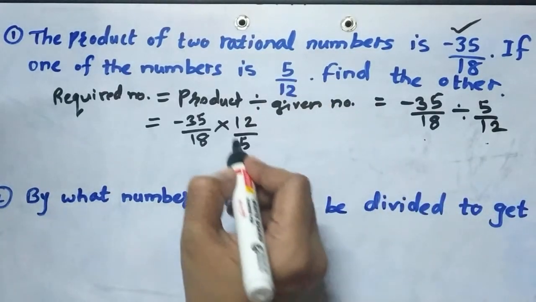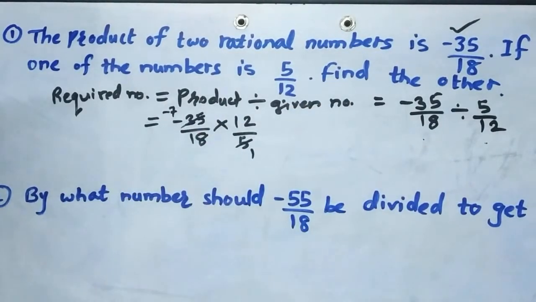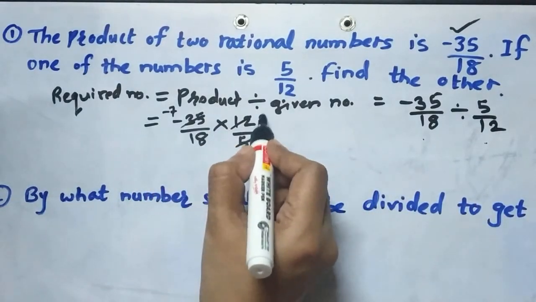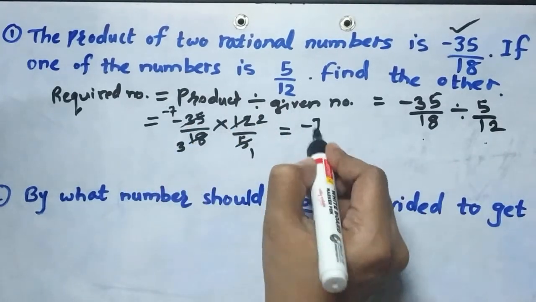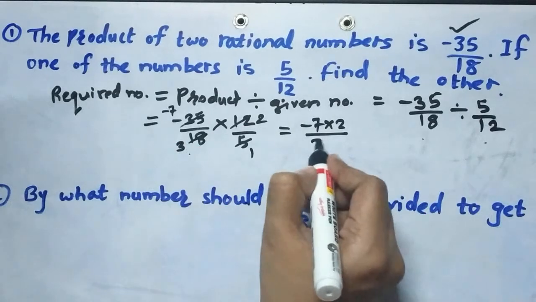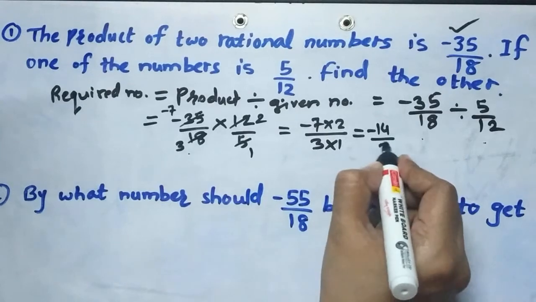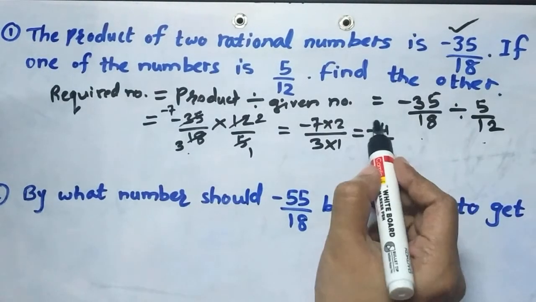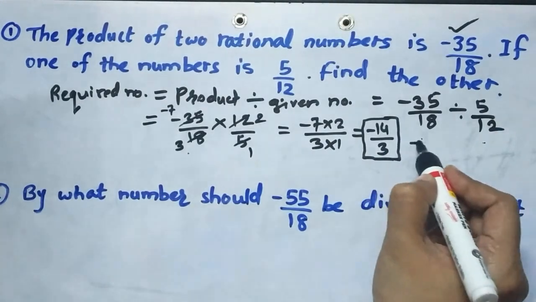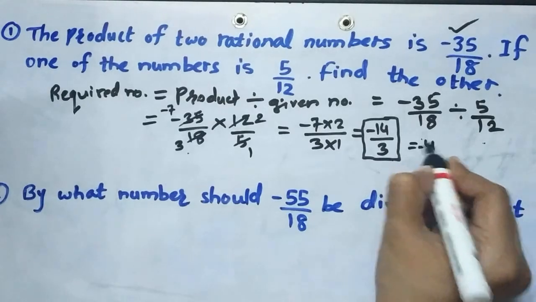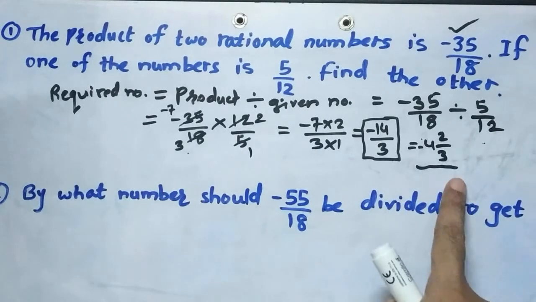Friends, we can cancel now. 5 ones are 5, and 5 sevens are 35. Again, 6 twos are 12 and 6 threes are 18. Now whatever is left, you write down here: minus 7 into 2 in the numerator and 3 into 1 in the denominator. So minus 14 in the numerator and in the denominator 3 ones are 3. So the other number is minus 14 upon 3. Again you can convert it into the mixed form, that is minus 4 and 2 by 3. So friends, you can write it in the mixed form also.